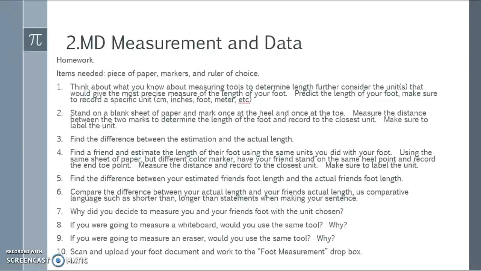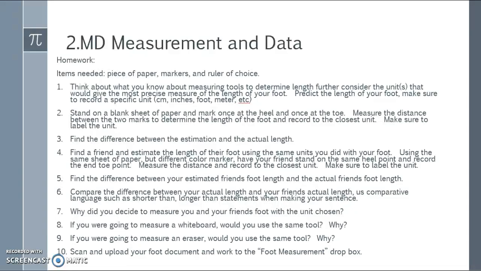Stand on a blank sheet of paper and mark once at the heel and once at your big toe. Measure the distance between the two marks to determine the length of the foot and record it to the closest unit. Make sure to label what unit you are using. Are you using centimeters, meters, inches, or feet? Find the difference between the estimation and the actual length.